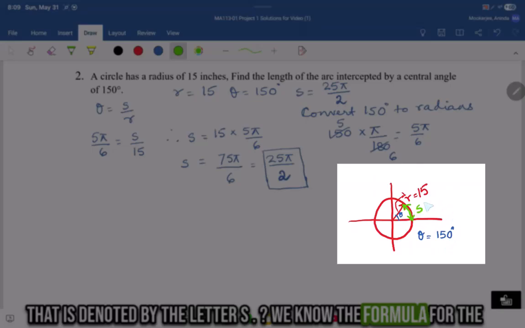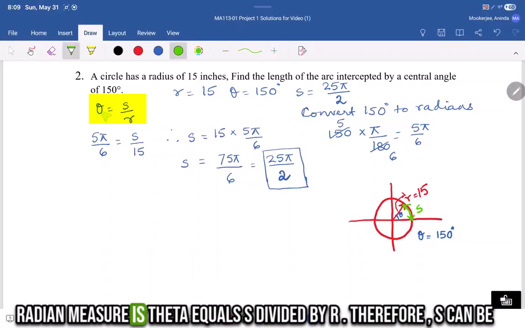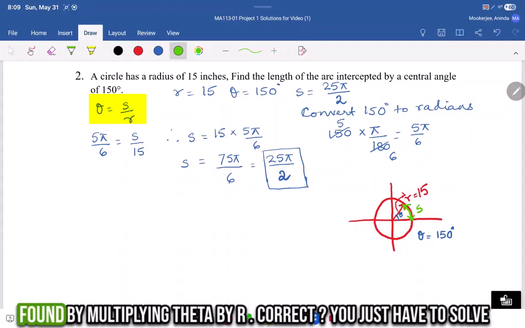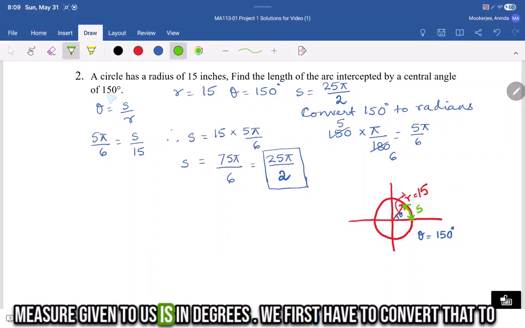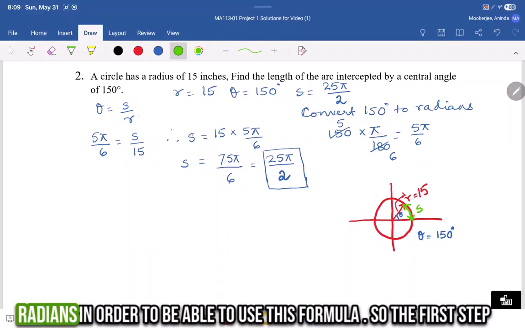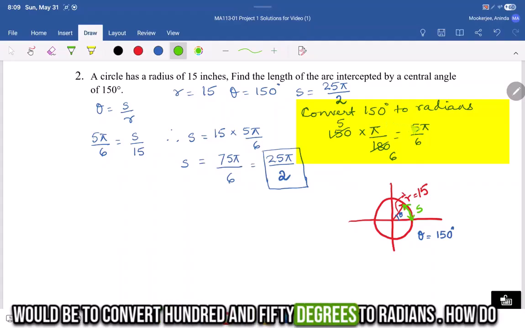We know the formula for the radian measure is theta equals S divided by R. Therefore, S can be found by multiplying theta by R. Correct? You just have to solve for S in this equation. That's all there is to it. However, the angle measure given to us is in degrees. We first have to convert that to radians in order to be able to use this formula. So the first step would be to convert 150 degrees to radians. How do we do that?